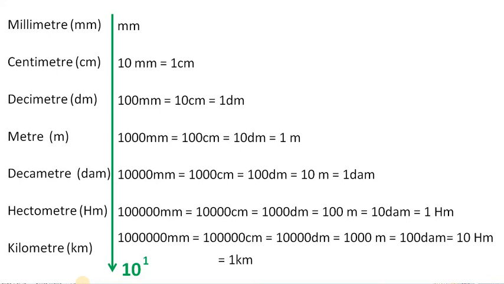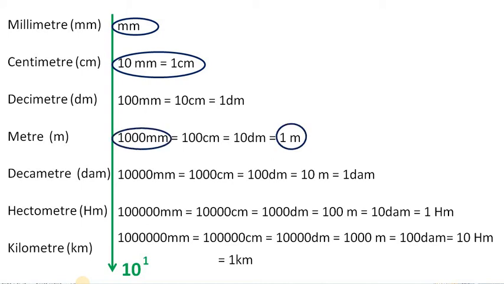I will show the units which are used frequently, which will be rounded here. And these are those. 10 millimeter is equal to 1 centimeter. 1000 millimeter is equal to 1 meter, which is 100 centimeter, or 10 decimeter. And 1000 meters is 1 kilometer. So these are all the sum of the basic units.